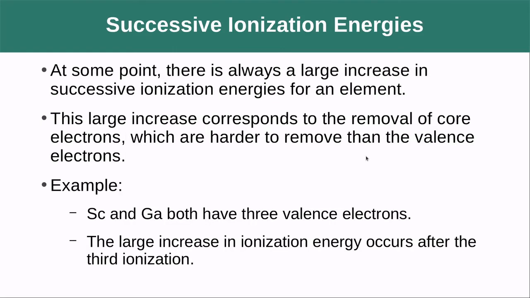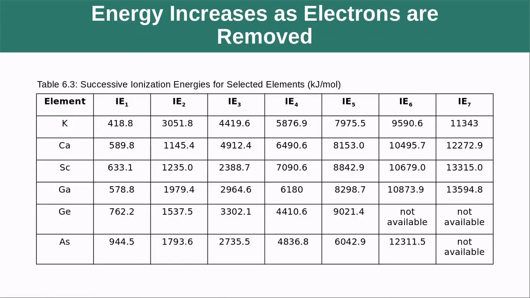At some point, there is always a large increase in the successive ionization energy for an element. This large increase corresponds to the removal of a core electron. These are harder to remove than your valence electrons. An example here is that scandium and gallium both have 3 valence electrons. There's a large increase in the ionization energy that occurs after the 3rd ionization energy. So it'll give up those 3 valence electrons, but it doesn't want to give up that 4th, core electron. And here we have a table with some common elements and their successive ionization energies. You can see that there is a steady increase as you move to higher and higher ionization energies.